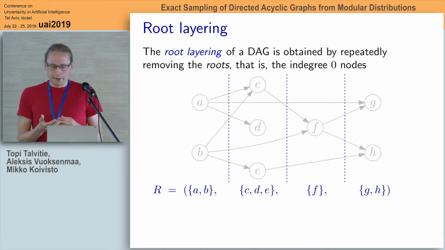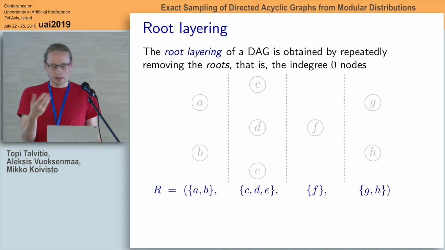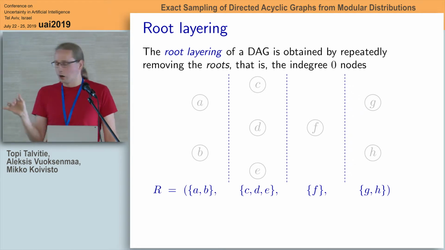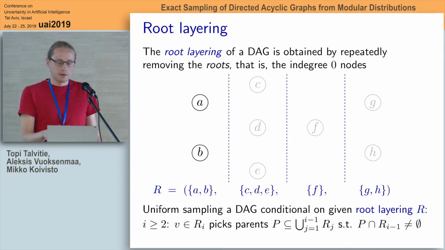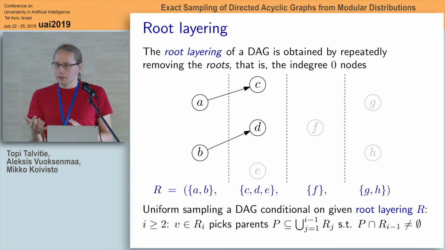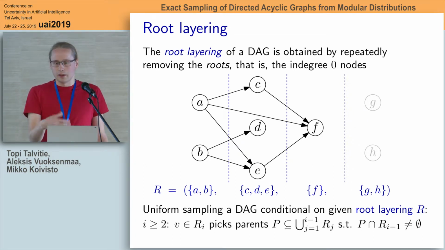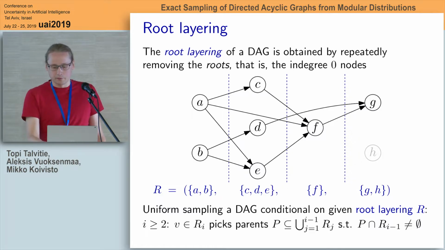And the reason we are interested in this is that once we have fixed the root layering, sampling the DAG from the modular distribution becomes easy. So let's say we want to sample a DAG with this root layering R here. A and B are of course roots, so they have no parents. And actually what happens is that every other node can then select their parent nodes completely independently from each other. And the only rule is that they have to select parents from the previous layers, and at least one parent from the previous layer.